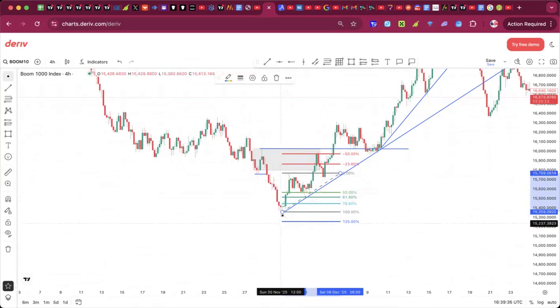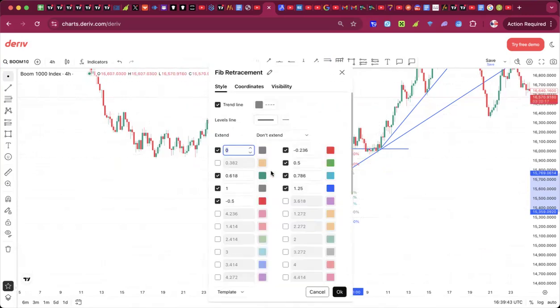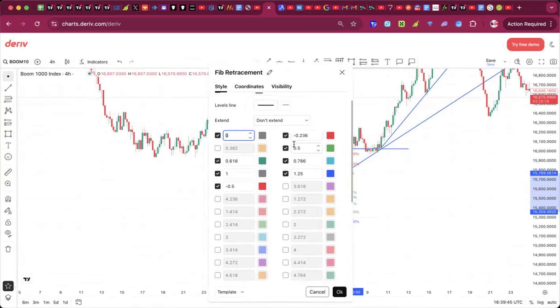So from that low to that high, let me quickly open my Fibonacci retracement setting so that you can do the same thing with yours. Now, I changed this one, this 0.236, I change it to minus. And then I take over all of those numbers, I reject them. So all I need is 0.5, 0.78.